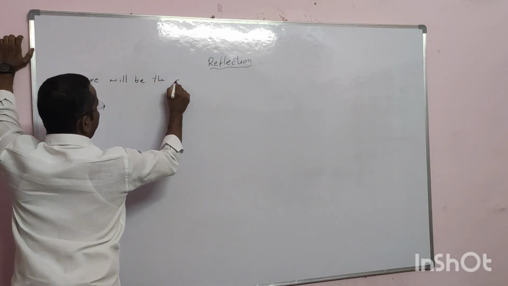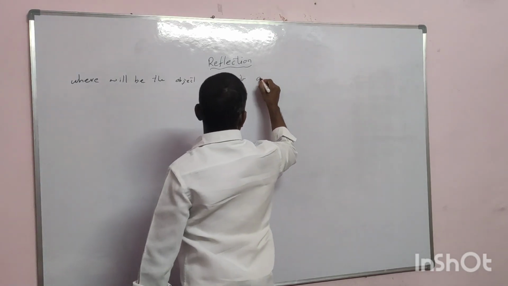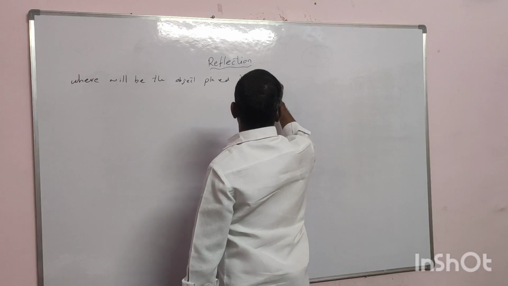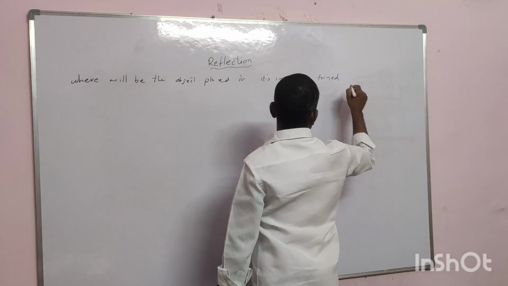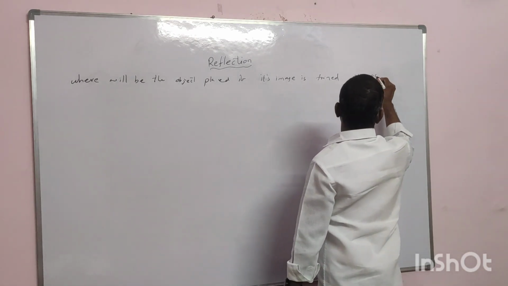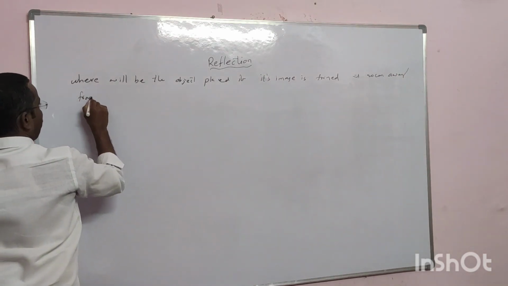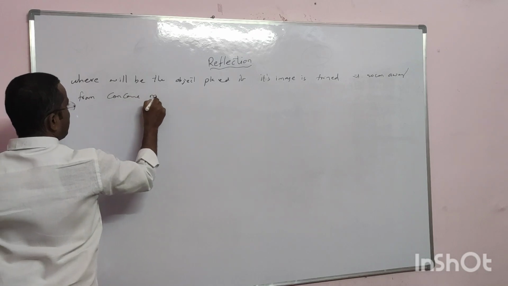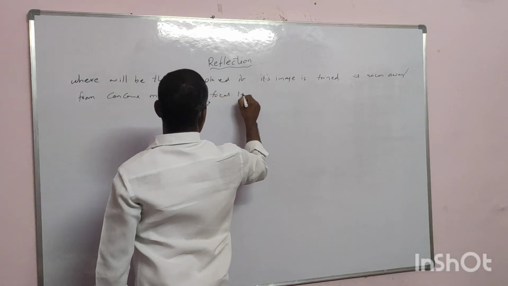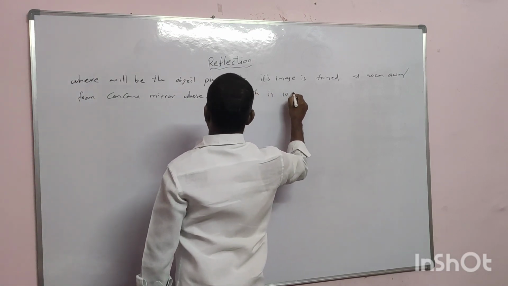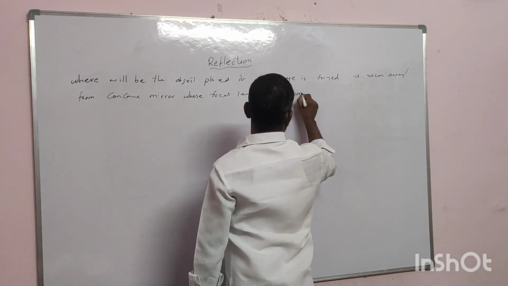Where will the object be placed if its image is formed at 20 centimeter away from a concave mirror whose focal length is 10 centimeter. Sorry, 15 centimeter.